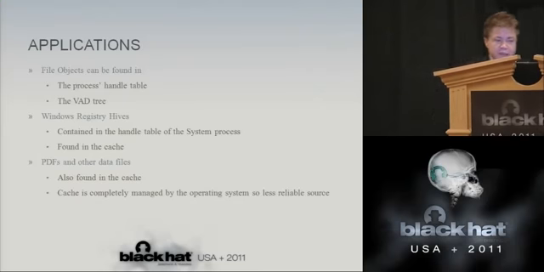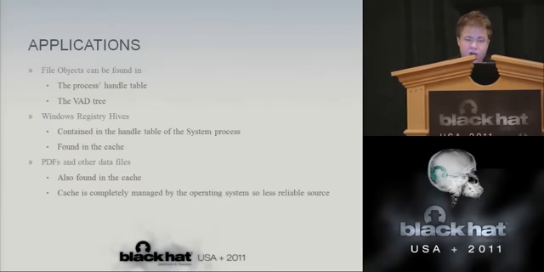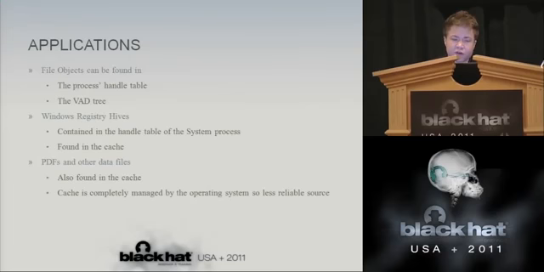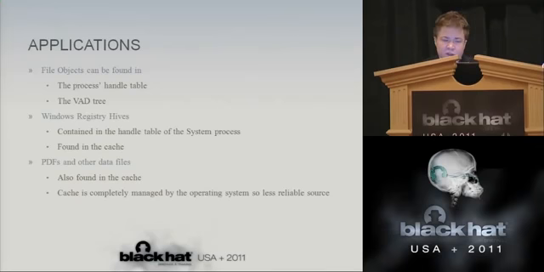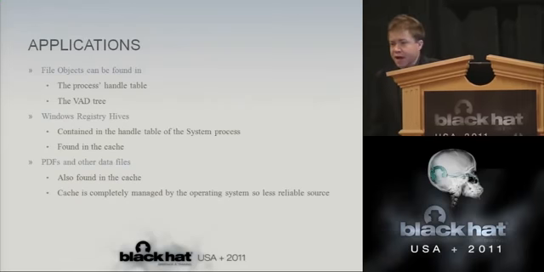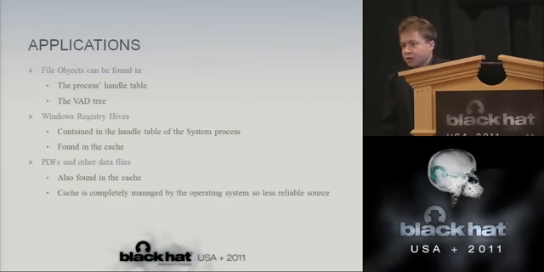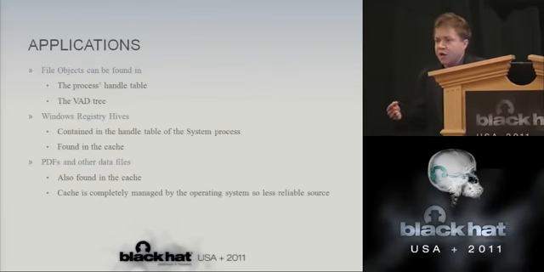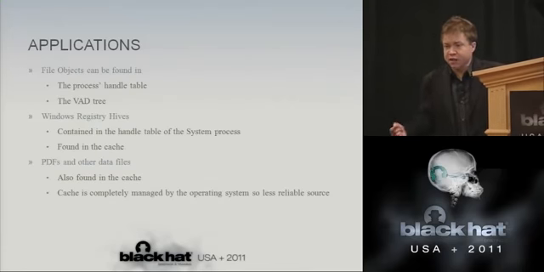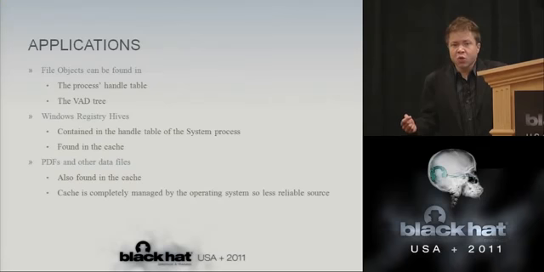And one of the applications of this is the Windows registry hives. That's very useful when doing some traditional forensics on a host. The Windows registry hives are contained basically in the system process. It has a handle to the hives. So if we are parsing the handle table and acquiring the system process out of RAM, we can also get the majority of the hive data out of RAM as well.